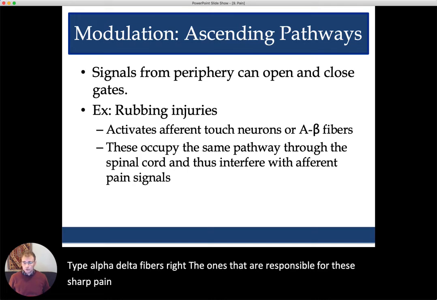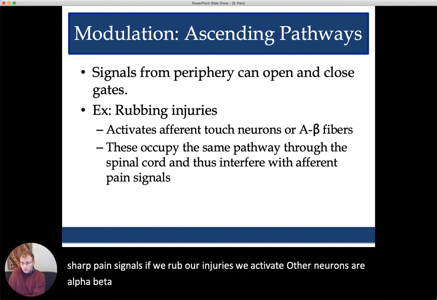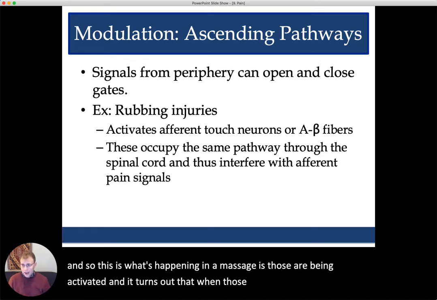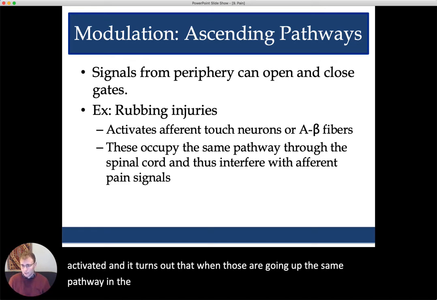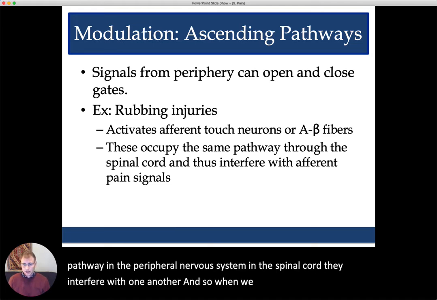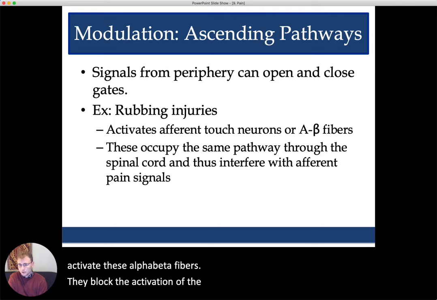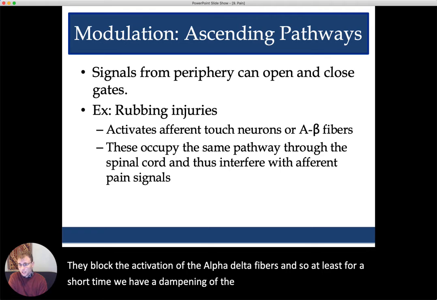If we rub our injuries, we activate other neurons, our alpha beta fibers, and these are responsible for pressure. This is what's happening in a massage, those fibers are being activated. It turns out that when those are going up the same pathway in the peripheral nervous system and spinal cord, they interfere with one another. So when we rub our injuries and activate these alpha beta fibers, they block the activation of the alpha delta fibers, and at least for a short time we have a dampening of the activation of those, and so less of that sharp pain.